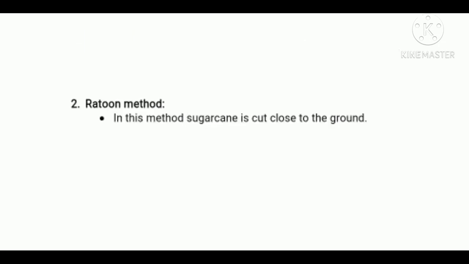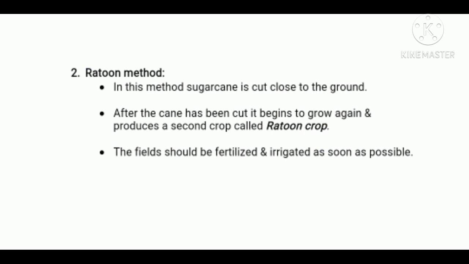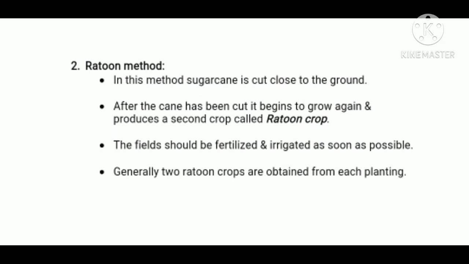Next, the ratoon method. In this method, the cane is cut close to the ground. After the cane has been cut, it begins to grow again and produces a second crop called ratoon. The field is irrigated as soon as possible. Generally, 2 ratoon crops are obtained from each planting.